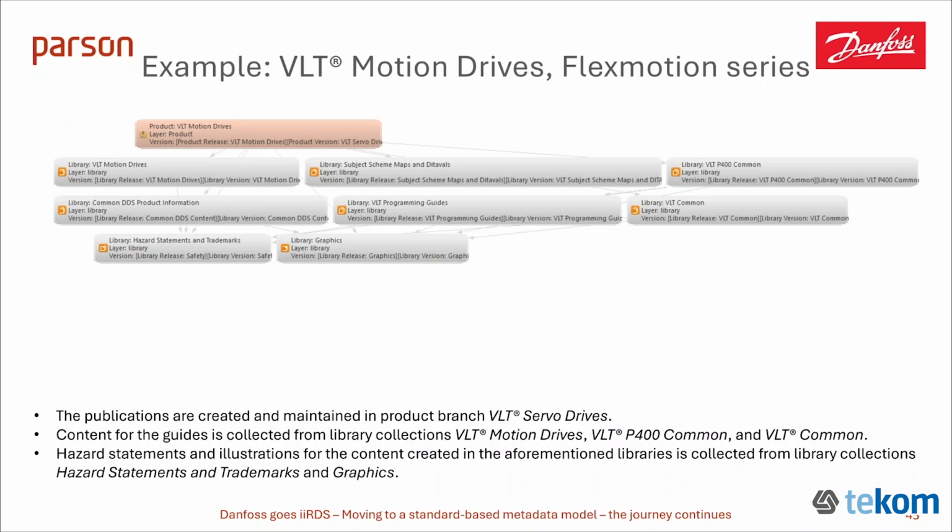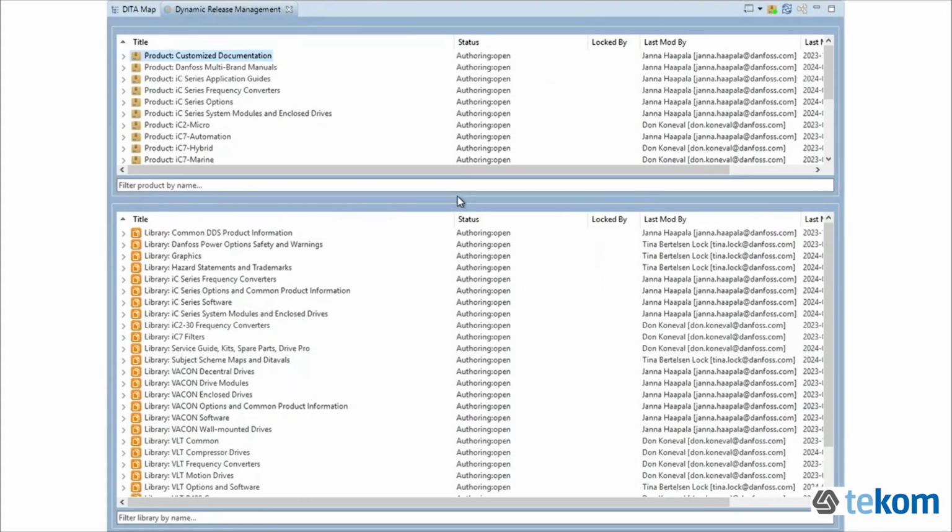So the publications are created in the product branch. The content is in the library collections, and all the common stuff like hazard statements, illustrations, and so on is collected from library collections on the bottom. Right. This is kind of how it looks. So just so that you know, now you can guess who's my information architect, who wins the prize.